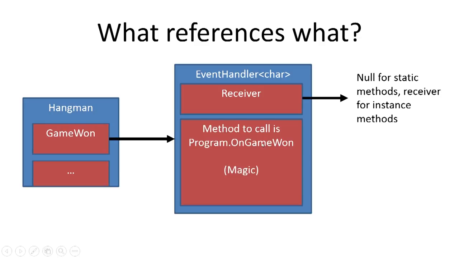Now you might ask, how is it that the delegate keeps track of which method to call? And the answer is magic. This is a type that has deep knowledge of how the runtime actually works, and it knows how to keep track of where that object is in memory and how the CLR keeps track of it and all of that stuff.